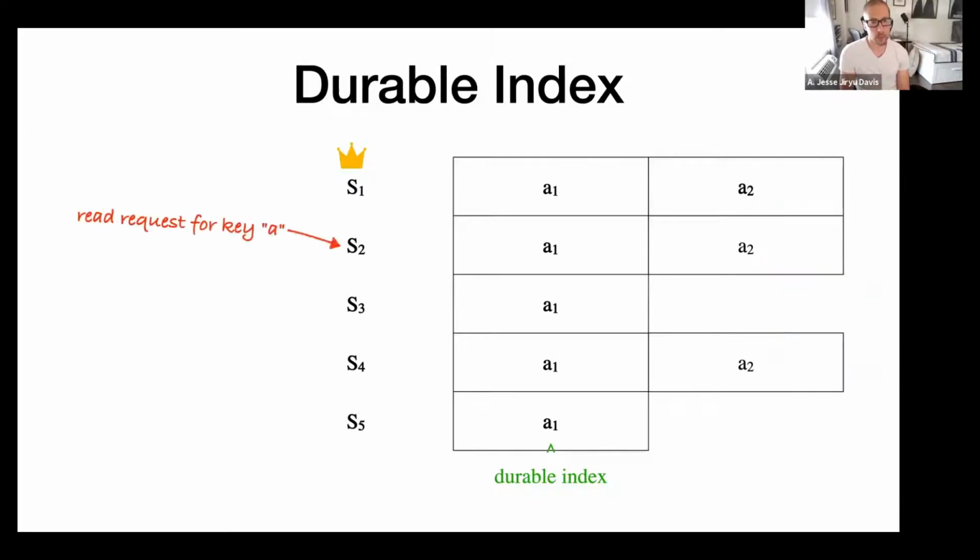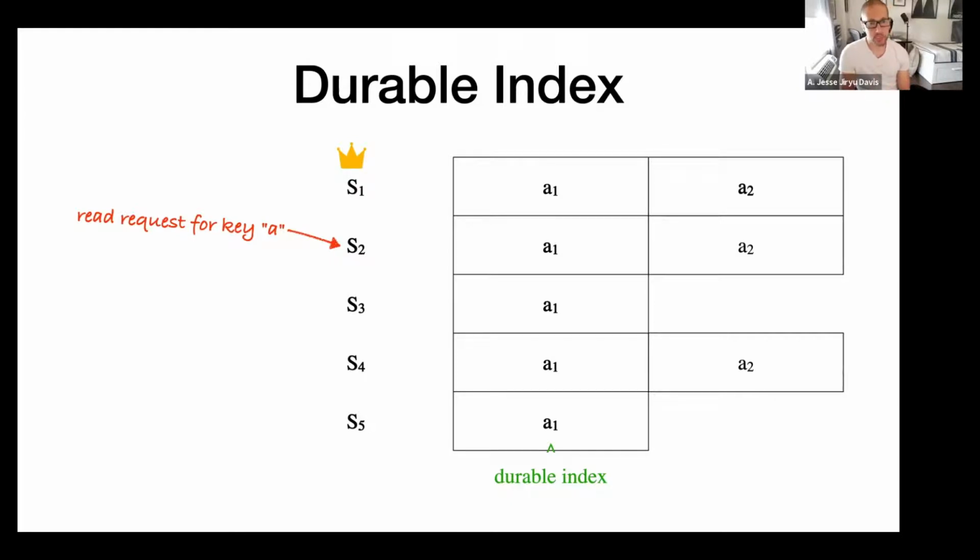So now, when you read from S2 like before, S2 sees that it's got a more recent version of A than the durable index, right? S2's value is A2, but the durable index is still at A1. The servers, by the way, the followers learn the durable index from heartbeats from the leader. So S2 knows that it's got a too fresh value of A that is not yet durable.